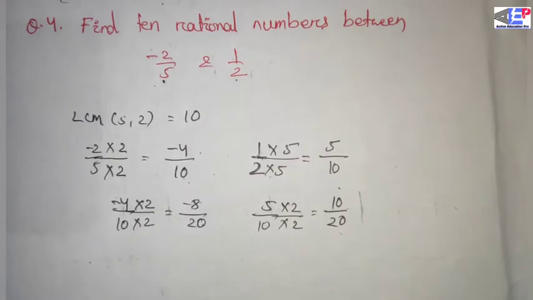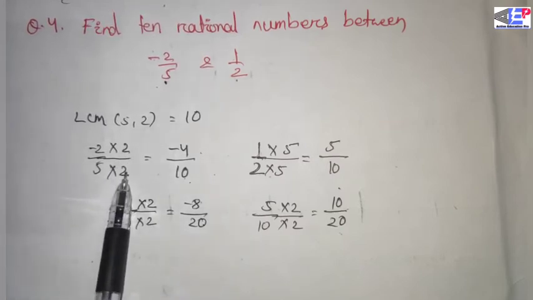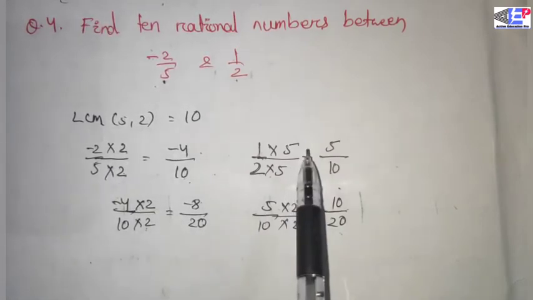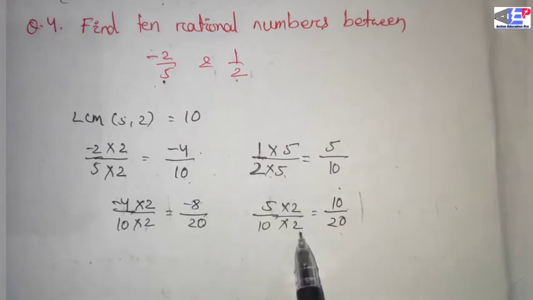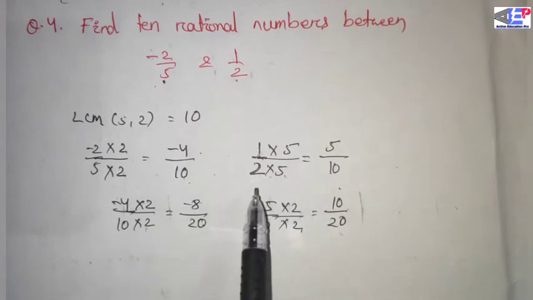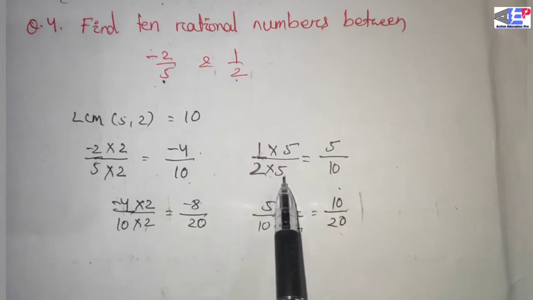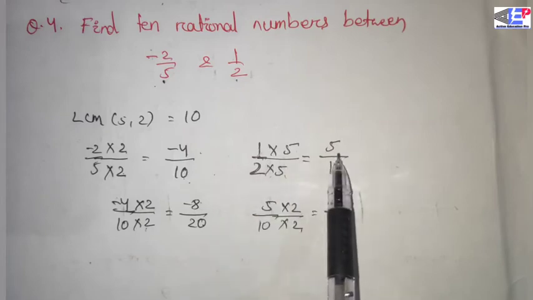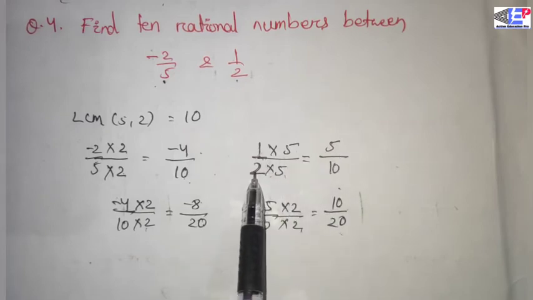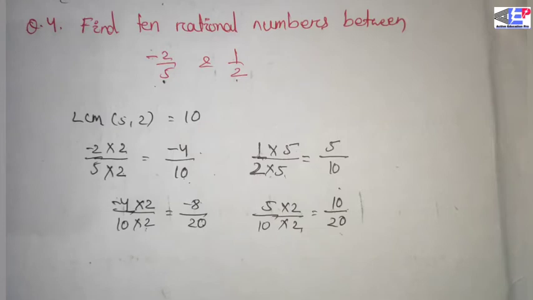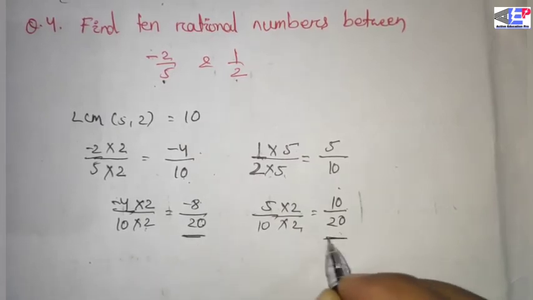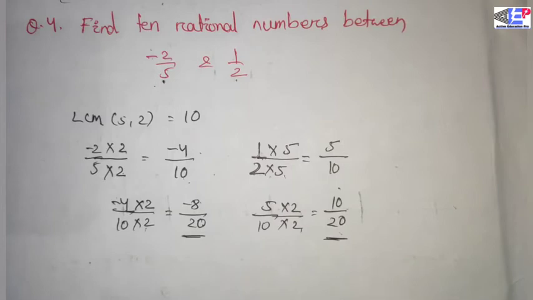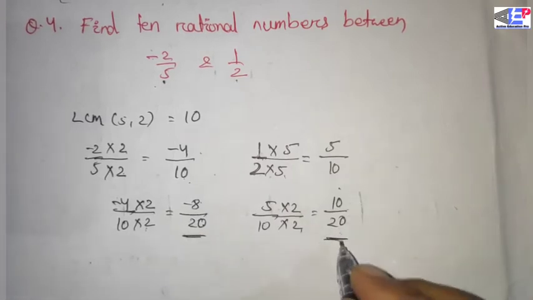Because we multiply the same number repeatedly. First we multiply by 2, then by 2. In the second rational number, first multiply by 5, then by 2. When you multiply the denominator by anything, you need to multiply the numerator too, so that it stays balanced with the original rational numbers. Okay, now this is the first number and this is the second number. Now you can get 10 numbers between them, between minus 8 by 20 and 10 by 20.